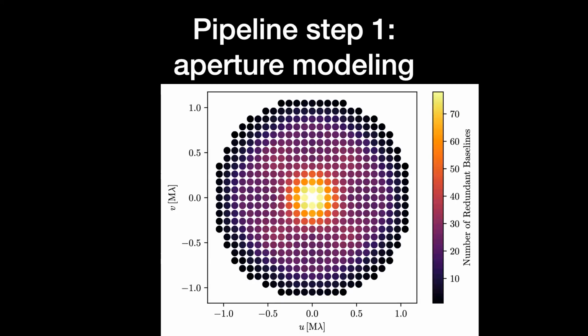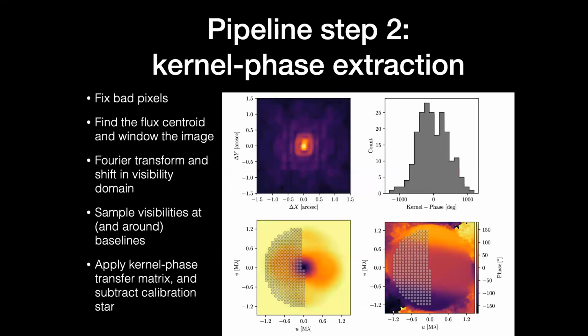Now I've color coded it by redundancy here because very short baselines are everywhere on the telescope. The longer baselines are more unique. And from this, we can get our A matrix, we can get our K matrix, and we can start actually doing some kernel phase interferometry. And that is where the data comes in.